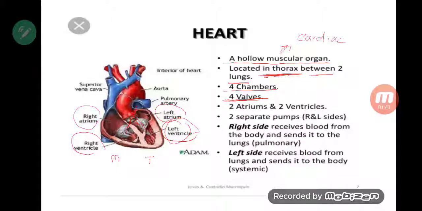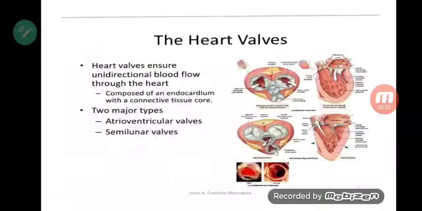The right side heart receives blood from the inferior vena cava and superior vena cava, which drain to the right atrium, then to the right ventricle, then it will go to the lung. And in the left side, it receives blood from the lungs and sends it all over the body.